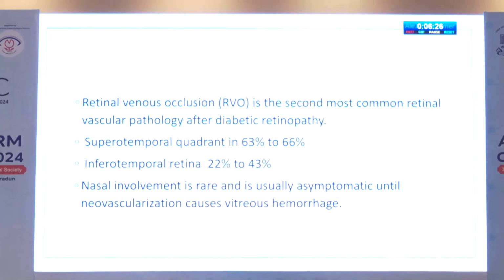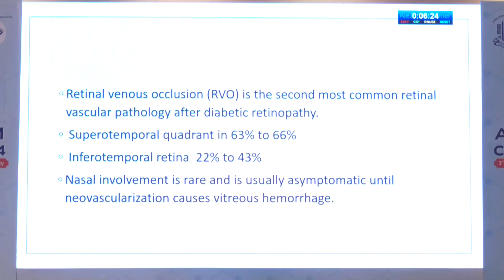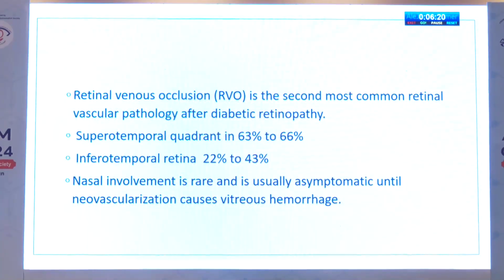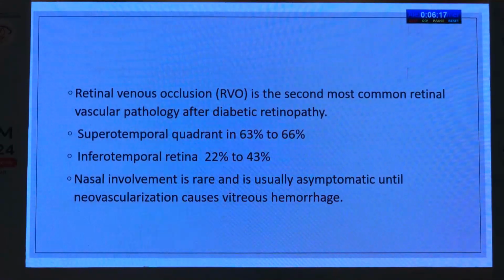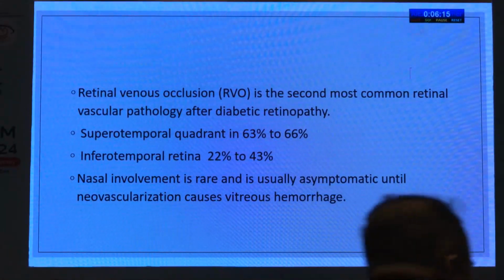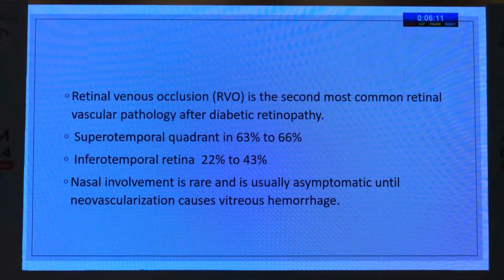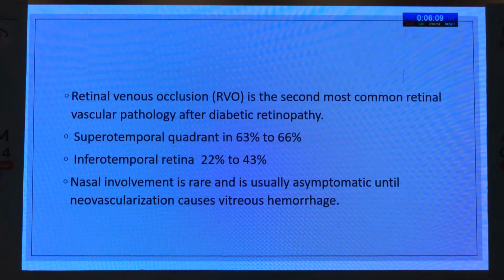It is the second most common retinal vascular pathology after diabetic retinopathy. Most commonly seen in the superotemporal quadrant and also in the inferotemporal retina. Nasal involvement is rare and usually is asymptomatic till neovascularization causes a vitreous hemorrhage.